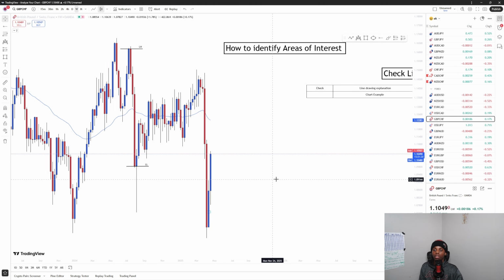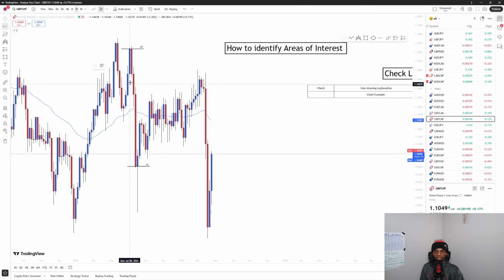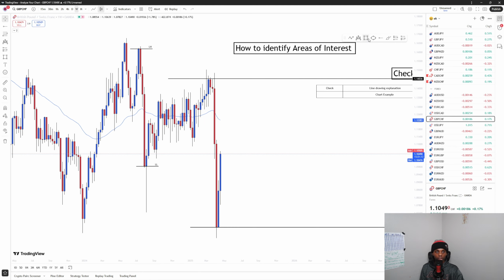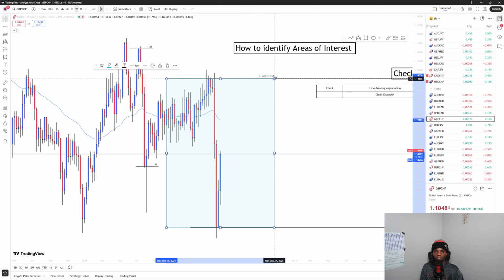Okay, check. On the chart we are bearish. This is the lower high and this is the lower low. Like I said before, to identify your areas of interest, you just start from the lower low when we're bearish, and you place this at the lower high. Drag it to the left, start going up.